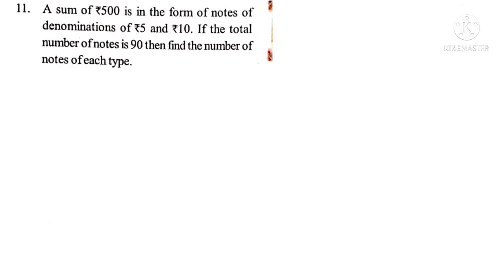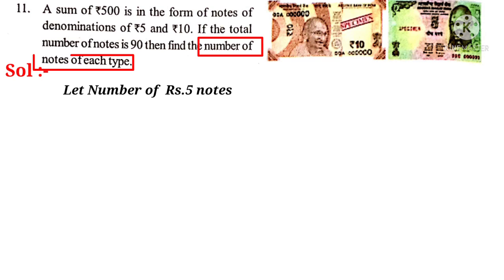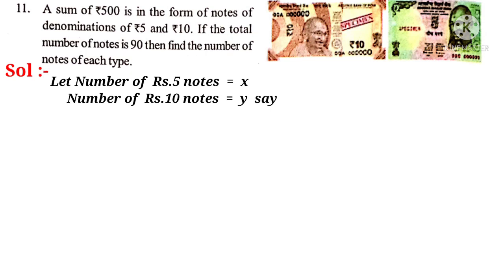A sum of 500 rupees is in the form of notes of denominations of 5 rupees and 10 rupees. If the total number of notes is 90, then find the number of notes of each type. Solution. Let the number of 5 rupees notes be x. The number of 10 rupees notes is y, say.